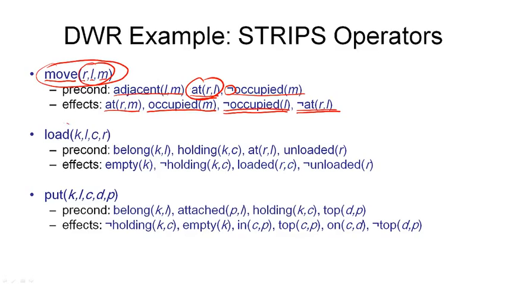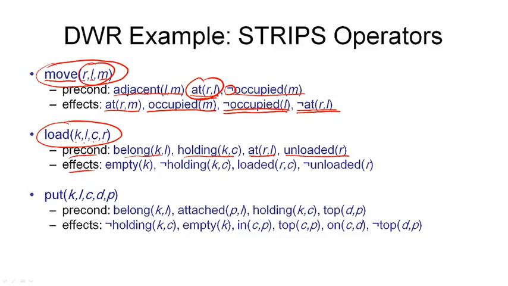The second one is that we're loading with crane K at location L. We're loading container C onto robot R. These are the 4 arguments to this operator, and this is the name of the operator. Again, we have preconditions and effects, and they are divided into positive and negative preconditions and effects. In fact, we have no negative preconditions for this operator. So the positive preconditions are that the crane must belong to that location, it must be at that location. The crane must be holding the container so it can load it onto the robot, which must also be at that location, and must be unloaded so it cannot have a container on it.